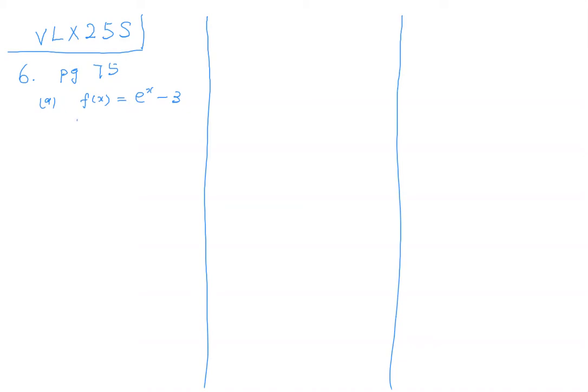So the y-intercept is the one where you put x equal to 0. Okay. e to the power 0 is 1. 1 minus 3, you get -2.